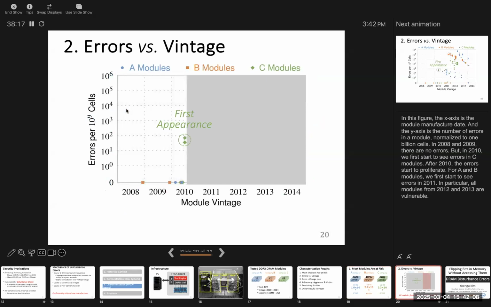In this graph, on the x-axis, they have when the module they are testing was manufactured. And on the y-axis, they have how many errors they were able to induce per 10 raised to the power 9 cells, right? They observed that the first time this row hammer attack can work is for chips that were manufactured in 2010. For chips that were manufactured before 2010, it doesn't appear to be a problem. Row hammer cannot work. Why?